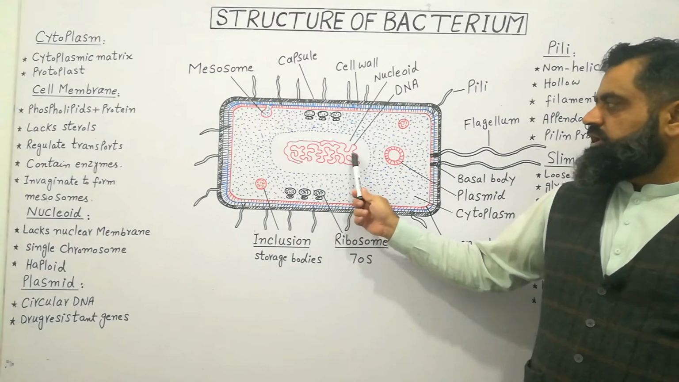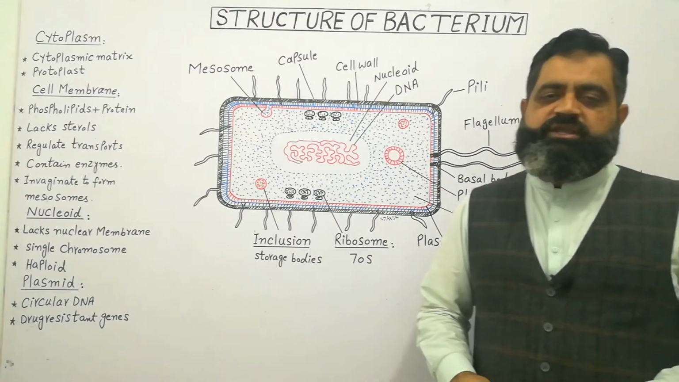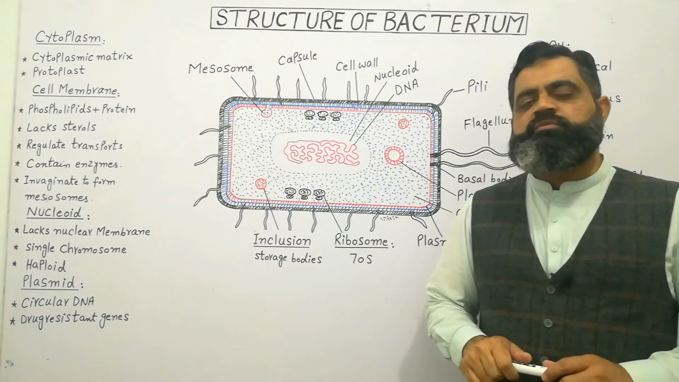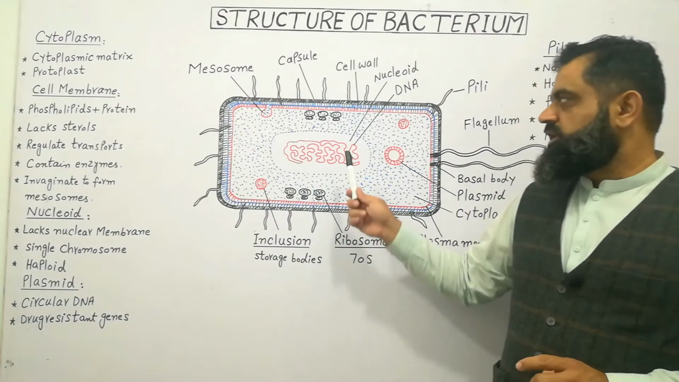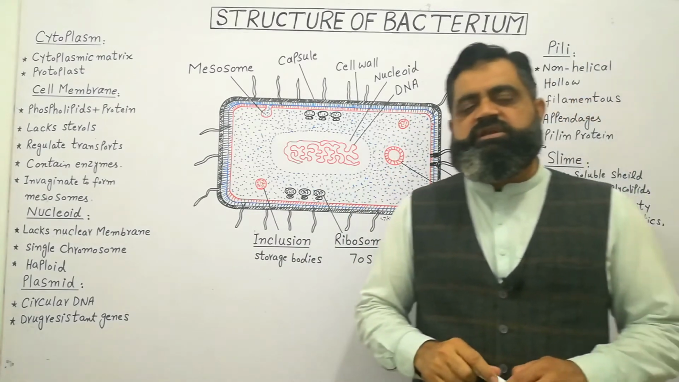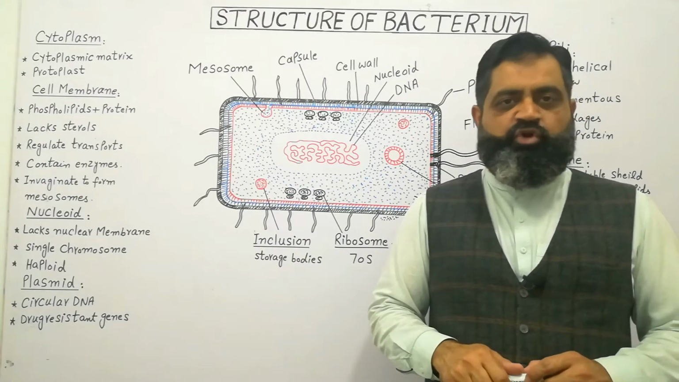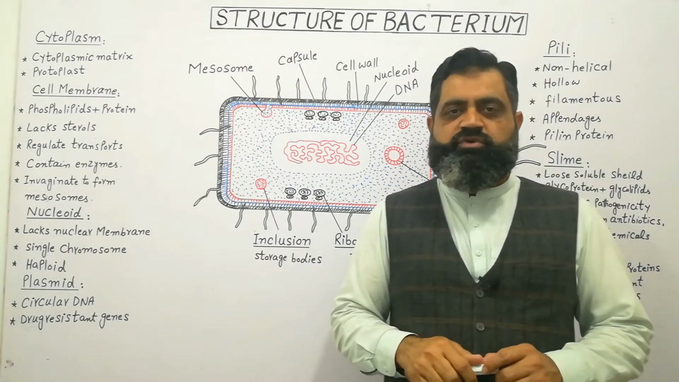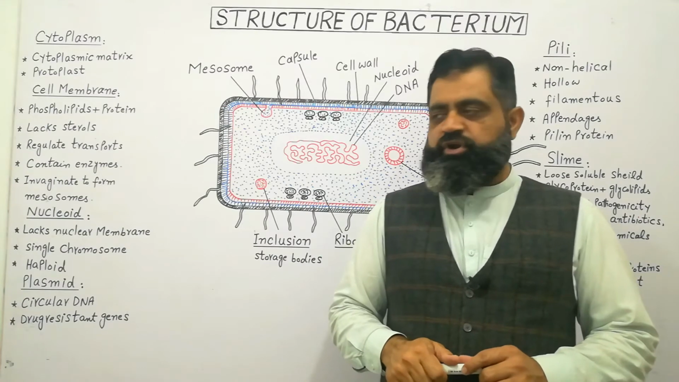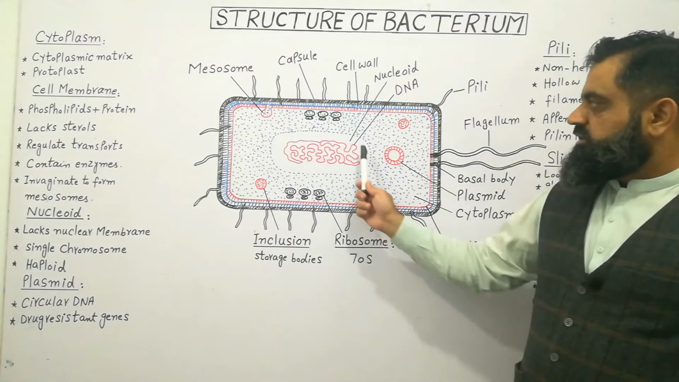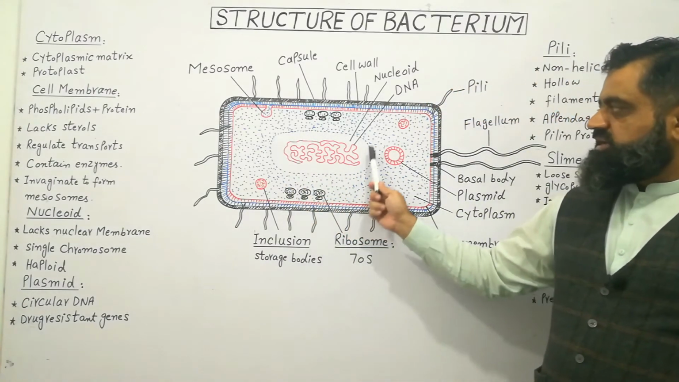This area contains the chromosome of the bacterium. There is a single chromosome present in bacteria which is made up of DNA. As there is a single chromosome, the bacteria are haploid. They usually have one set of chromosomes, that is why they are haploid. So this area containing the chromosome is known as the nucleoid.